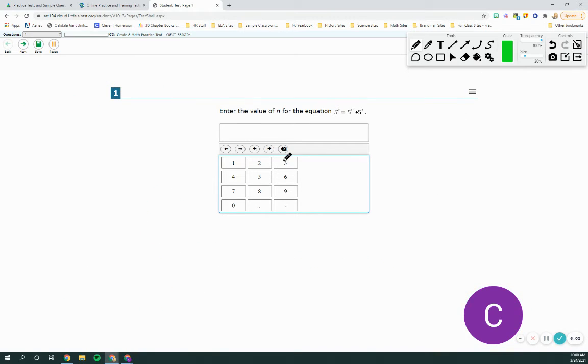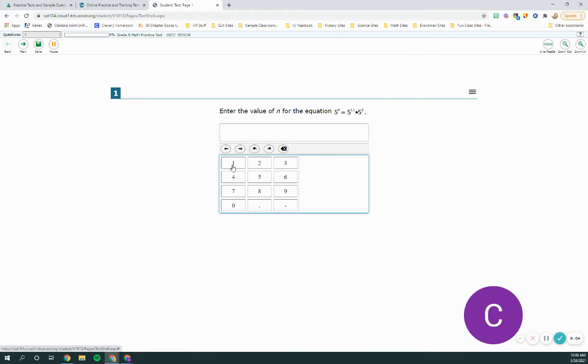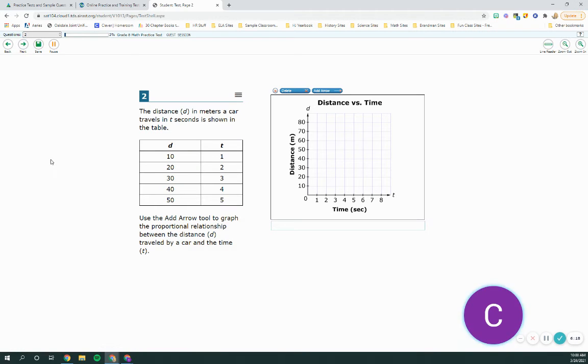So I can now put in my answer of n equals 14. N is my variable. It's my unknown value. N equals 14. I'm going to save that because I am sure that's right. And I'm going to click next. Ooh, graphing problems, my favorite.